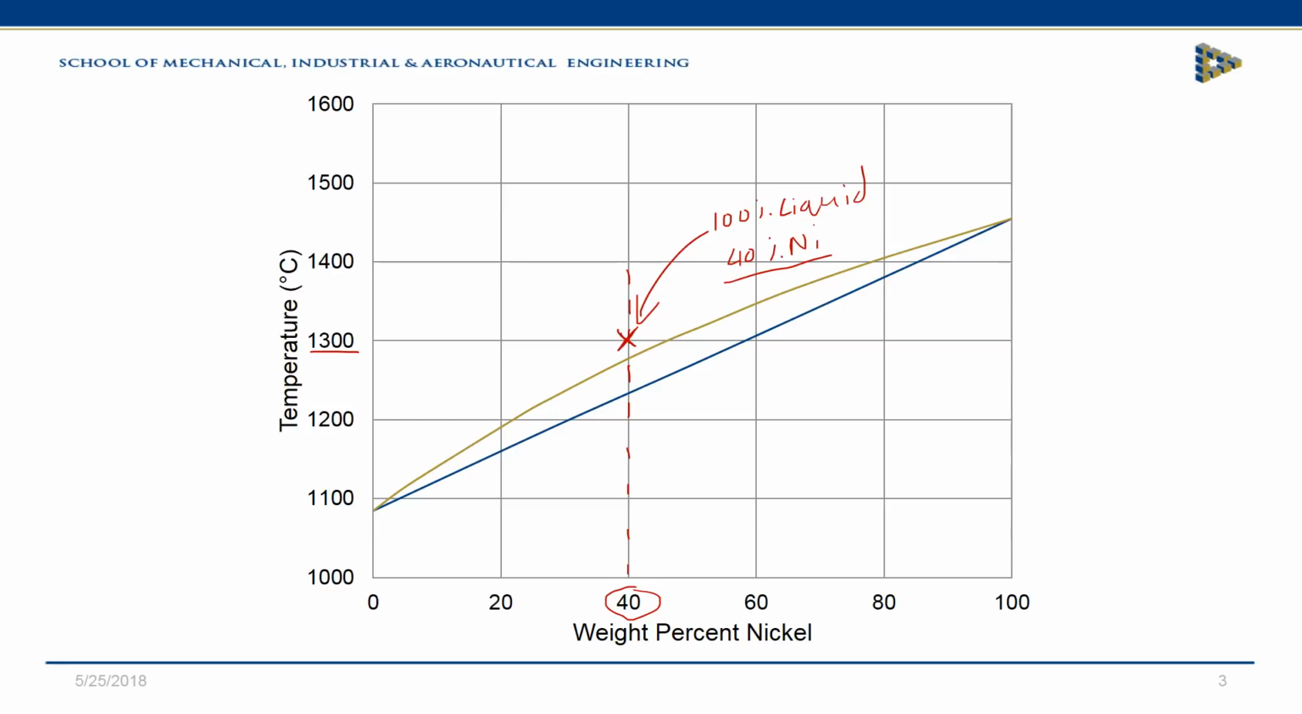Let me take another point. I'm going to take 1,200 degrees. At this point, I know that my material now is 100% solid. I know that because I'm below the solidus line. I'm sitting below it. And my composition of my alloy at this point will be 40% nickel. So it's a copper 40% nickel alloy, which is also the same as saying a 60% copper, 40% nickel alloy.